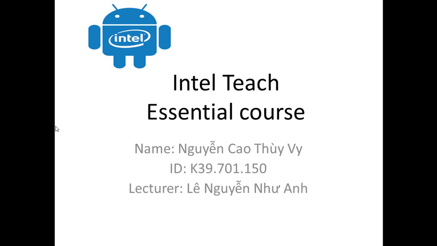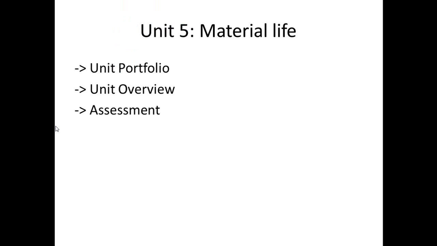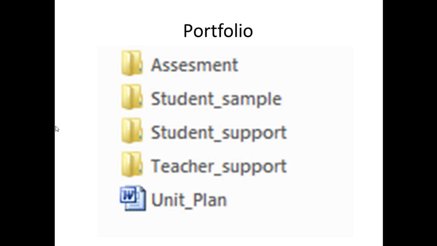Now I'm going to present my lesson for Unit 5, Material Life, in the course book SCA Go Plus. There are three main parts in my lesson. Those are Unit Portfolio, Unit Overview, and Assessment. Let's take a look at my portfolio. There are five parts in the portfolio: assessment, student sample, student support, teacher support, and unit plan.